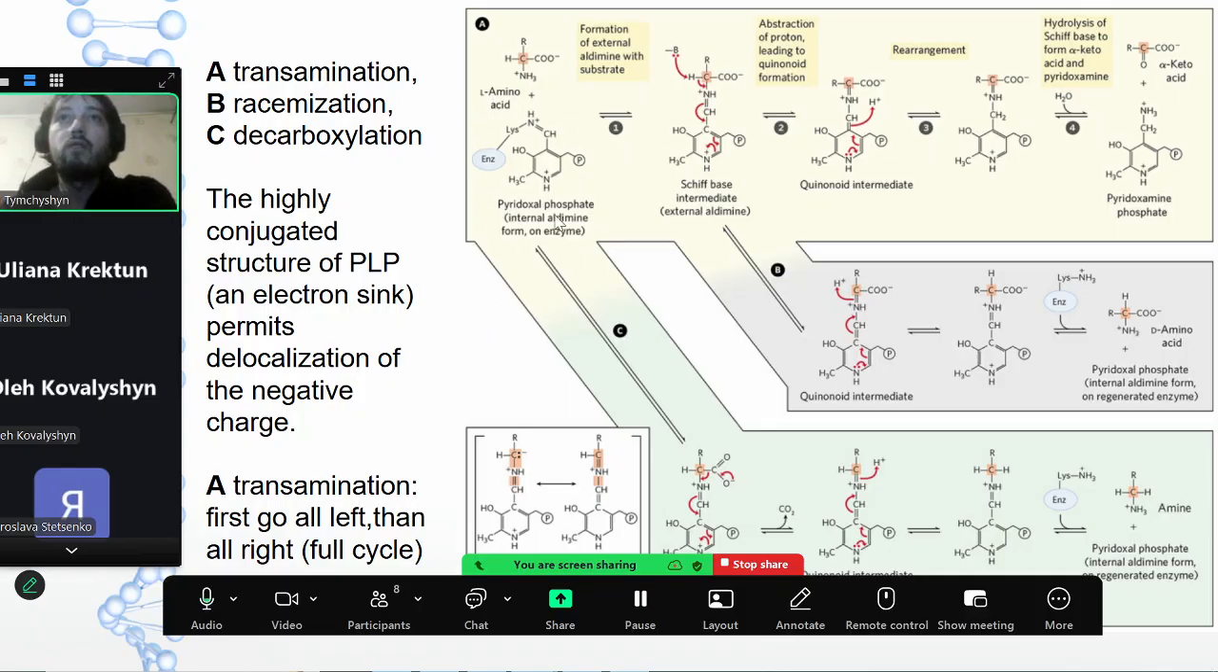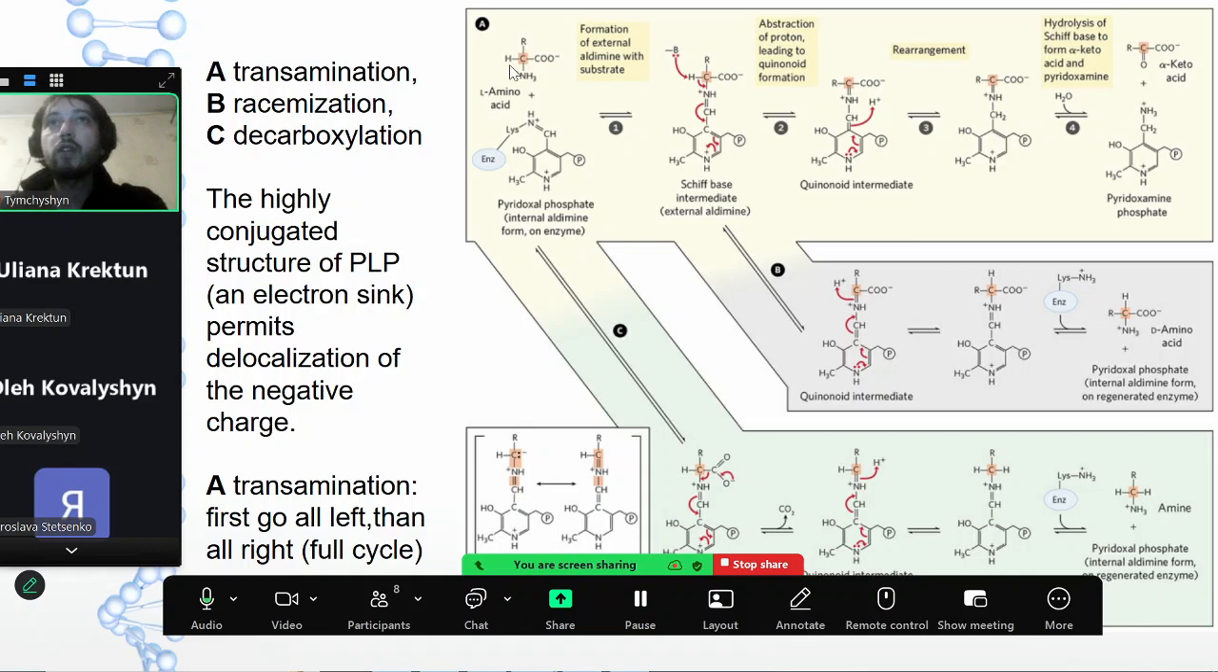They all involve a prosthetic group, the pyridoxal phosphate. So here it is, and here you see what happens in different cases. Here an amino acid is attached, creates a Schiff base, then another base abstracts a proton, so the reaction goes on, and here you have pyridoxamine phosphate, and here is the alpha keto acid that is released. This process, process A, should go in one direction and then all the way back.